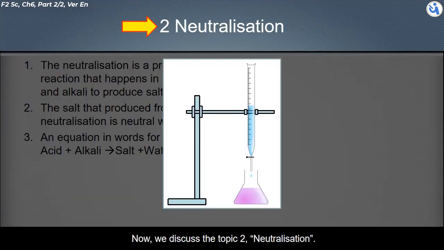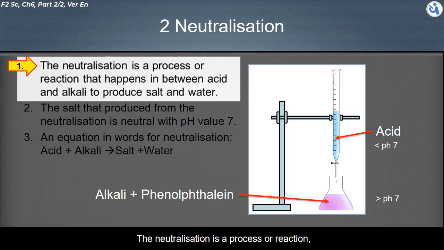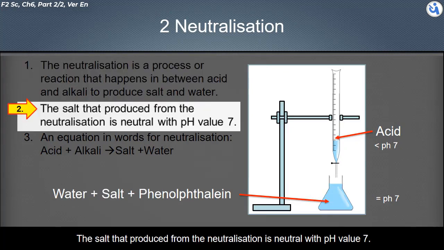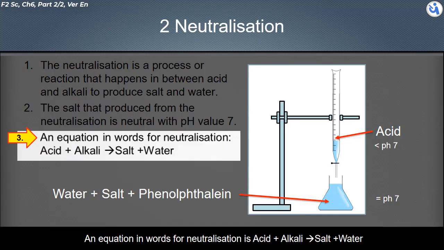Now, we discuss Topic 2, Neutralization. Neutralization is a process, or reaction, that happens between acid and alkali, to produce salt and water. The salt produced from the neutralization is neutral with pH value 7. An equation in words for neutralization is: acid plus alkali produce salt plus water.